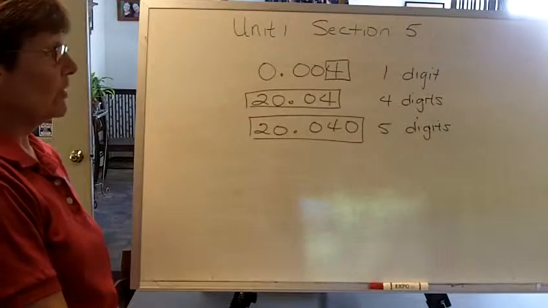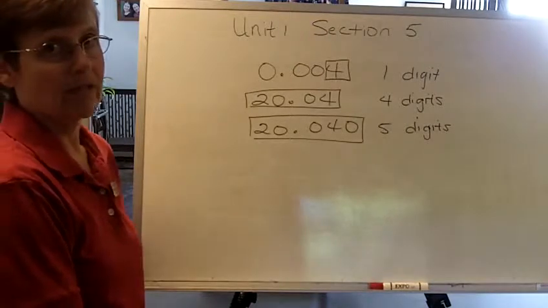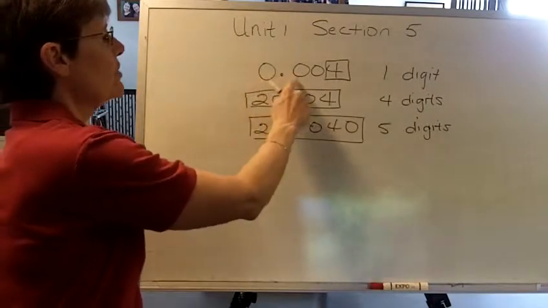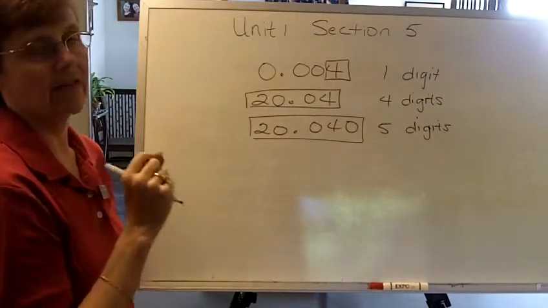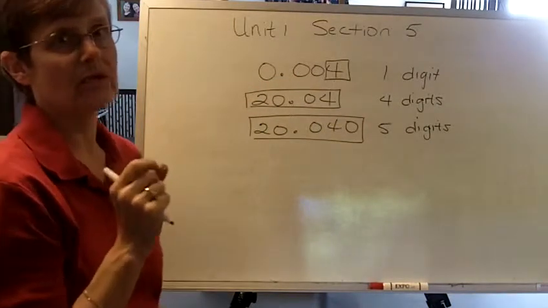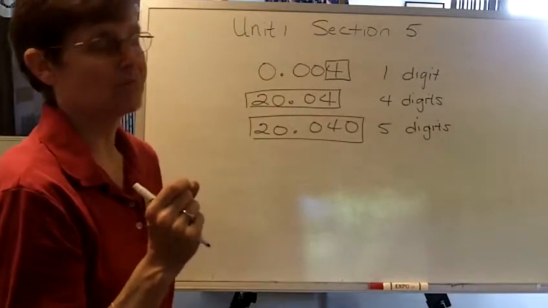Notice that the numbers we're leaving out are place-holding zeros. These are zeros that are there only to locate the decimal point. Those are called place-holding zeros, and those are not significant.